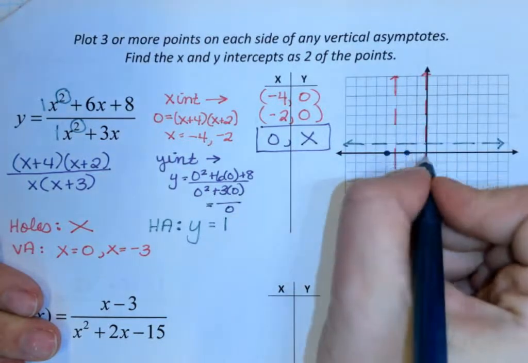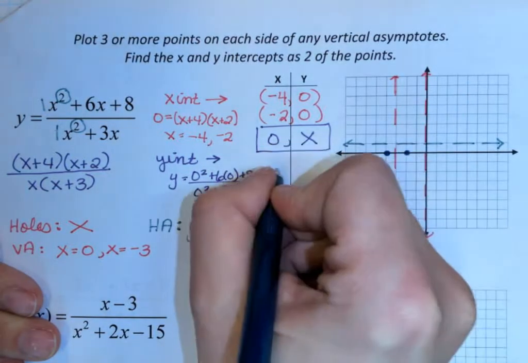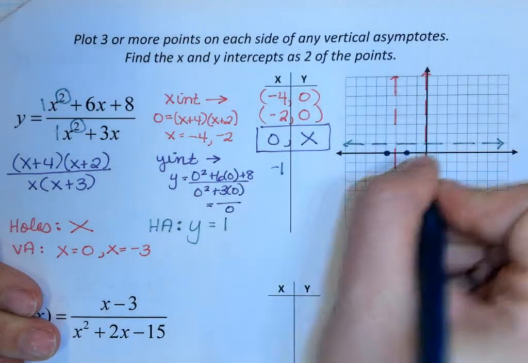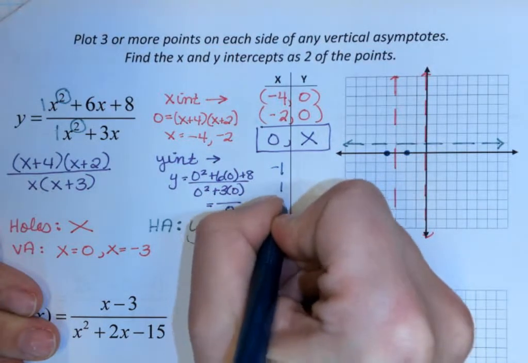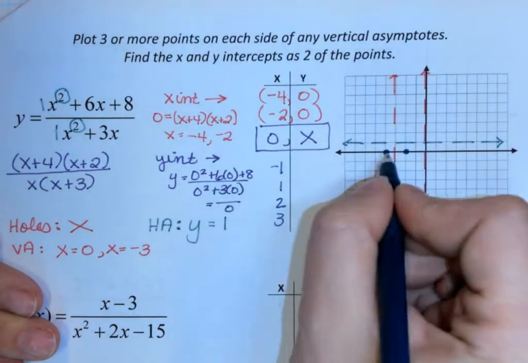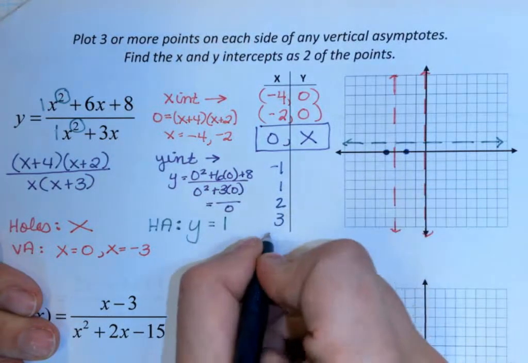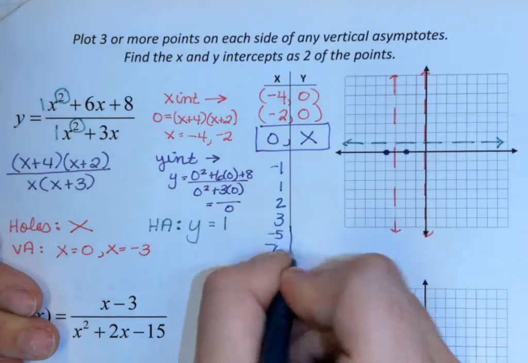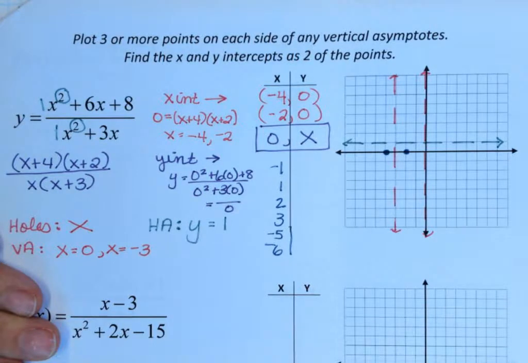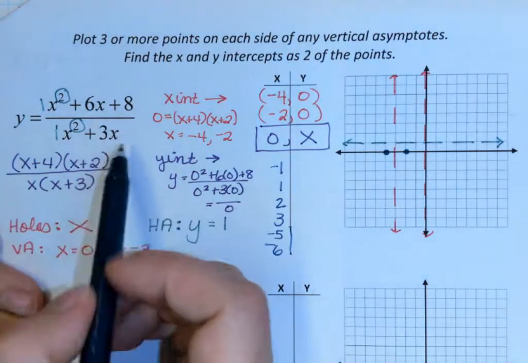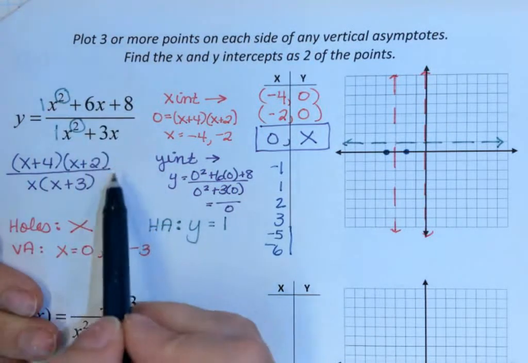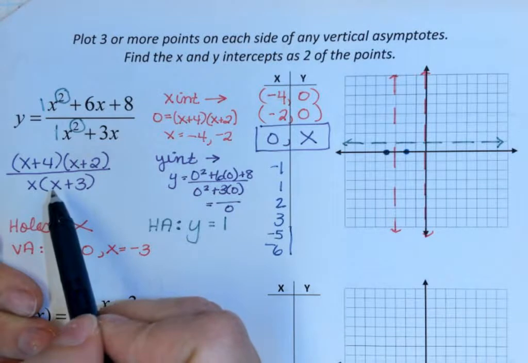So I want to find what my point is when x is -1, 0 doesn't work, 1, 2, 3, and let's go 2 more over here. So that's 1, 2, 3, 4, 5, 6. Okay, and all I'm going to do is plug it in. I do not care if you plug it into the original or the factored form. Really, I don't. Give you the same thing.